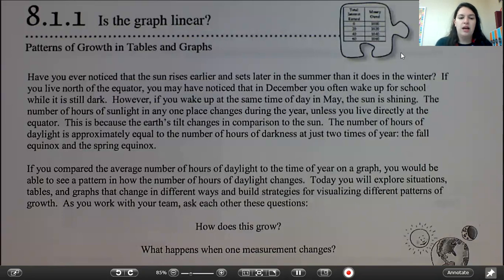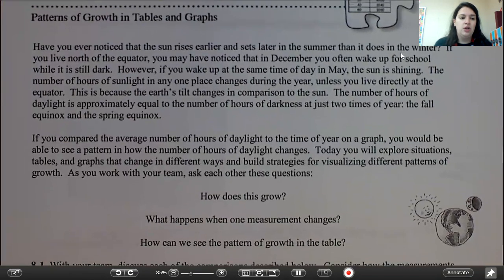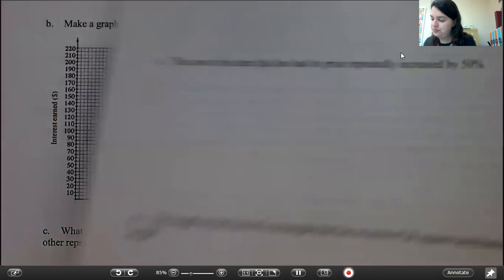If you compared the average number of hours of daylight to the time of year on a graph, you would be able to see a pattern in how the number of hours of daylight changes. Today, you will explore situations, tables, and graphs that change in different ways and build strategies for visualizing different patterns of growth. As you work today with your team, ask each other these questions. How does this grow? What happens when one measurement changes? And how can we see the pattern of growth in the table? So let's flip over to 8.2.